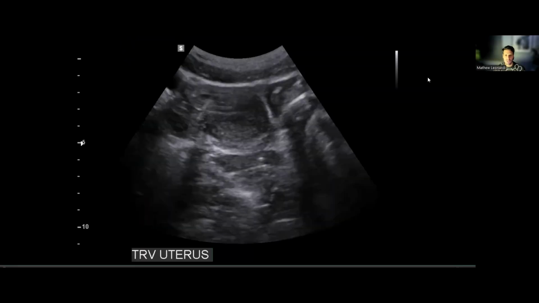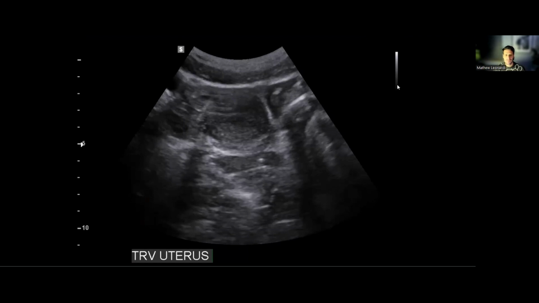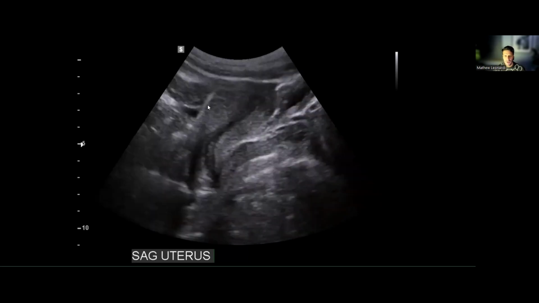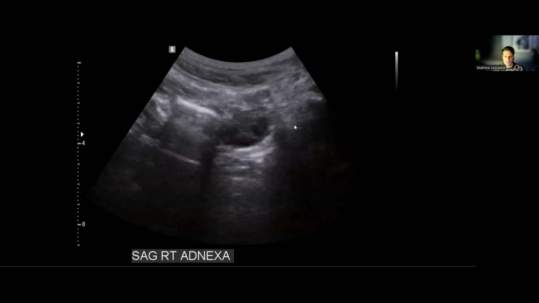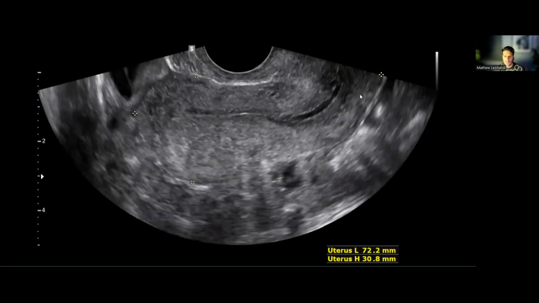Let's begin. Image number 1 here is a transabdominal view of the uterus in transverse. Image number 2, sagittal view of the uterus. Now, I'm already starting to look for these supposed myometrial cysts. And in this still image, I don't see any, but I see a cervix, I see an endometrium here, right ovary, left ovary.